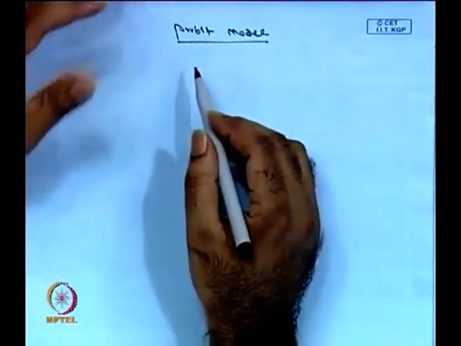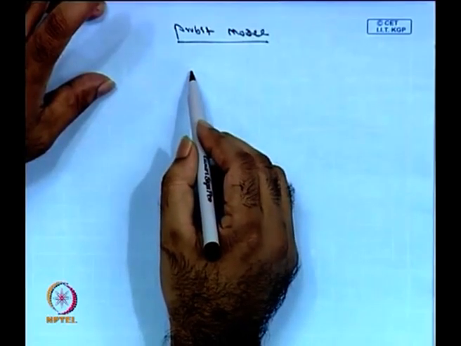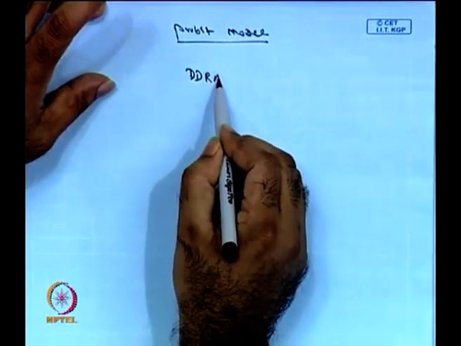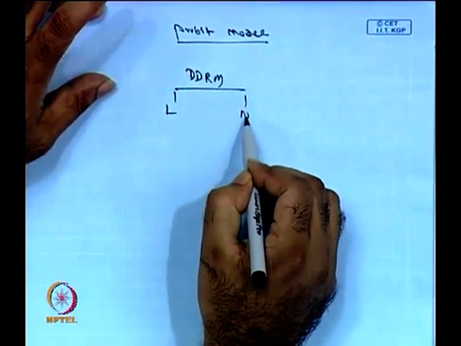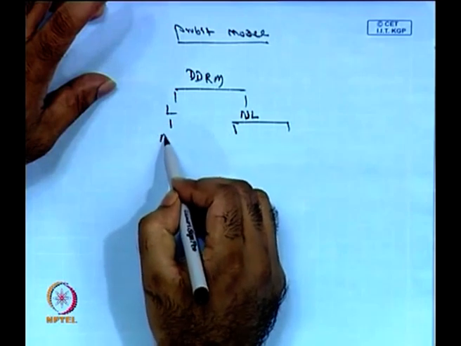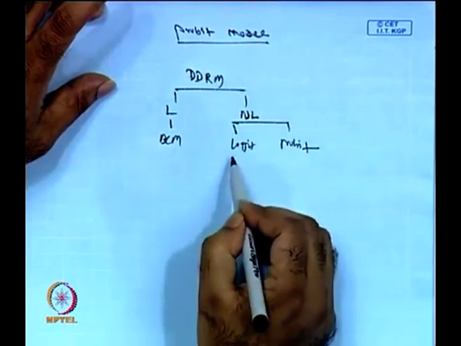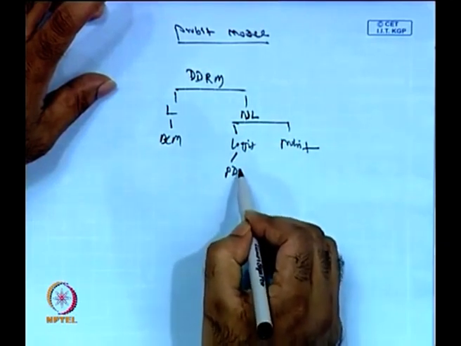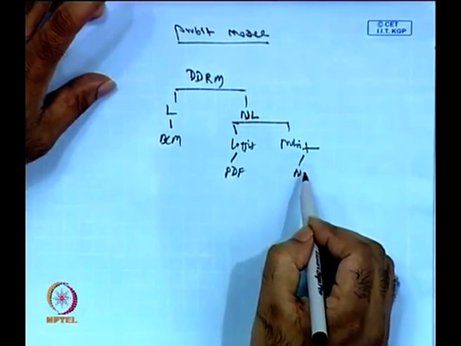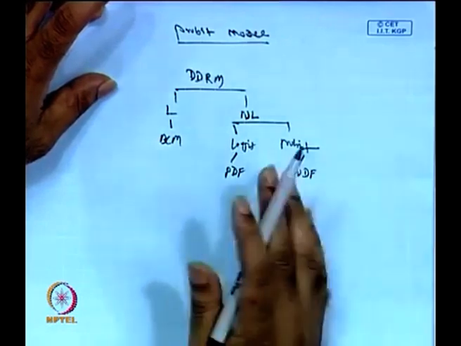Typically the PROBIT model is the second different structure of nonlinear response models. For instance, we have already highlighted that dummy dependent regression modeling is basically divided into linear format and nonlinear format. Under linear format, this is the binary choice model; under nonlinear, this is the LOGIT model and this is the PROBIT model. This is typically based on the probability density function and this is based on normal density functions. Otherwise the structure is more or less the same.